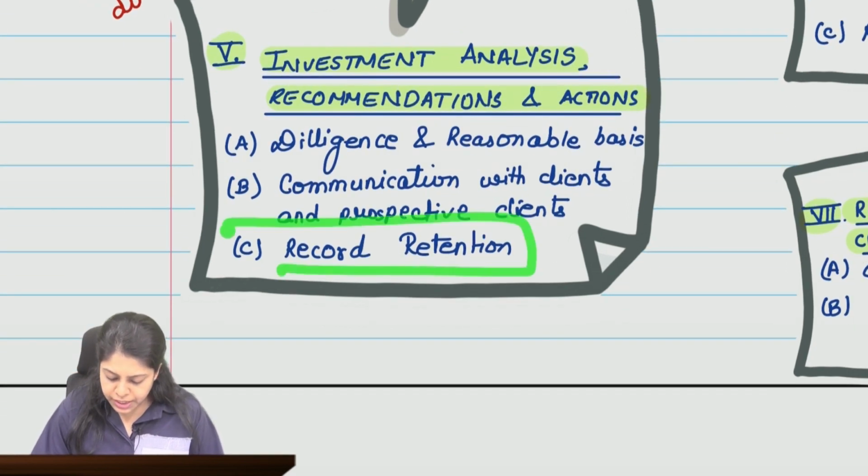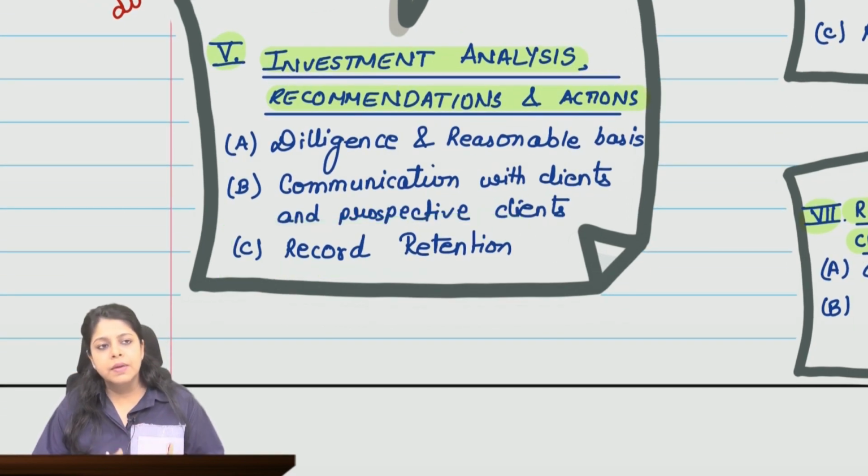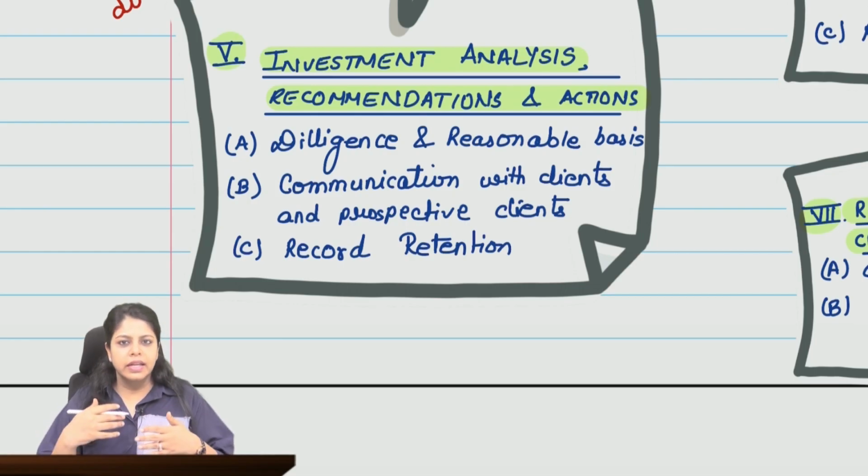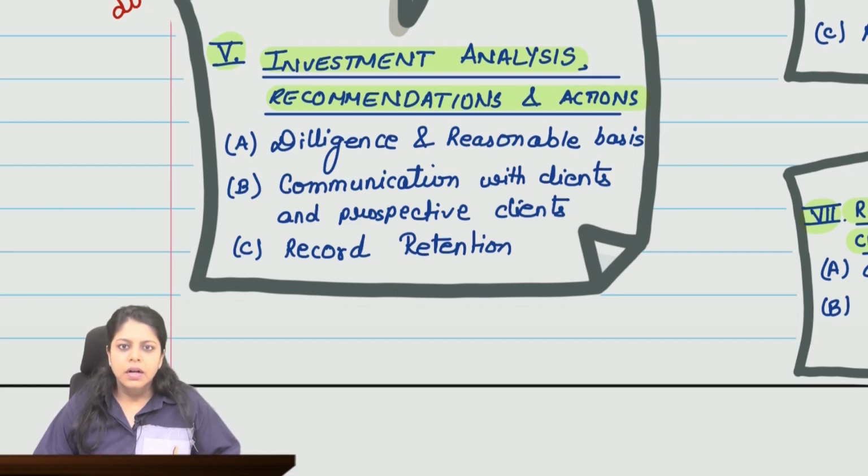C is record retention. You must always keep the records of all your investment analysis and recommendations. Because if in future, suppose there is any kind of case against you, any kind of investigation against you, how will you prove that you are innocent? Because you've kept all the records all these years, you will be able to prove your innocence. That is why you must always keep the records. You must always maintain the records and update them as and when required.